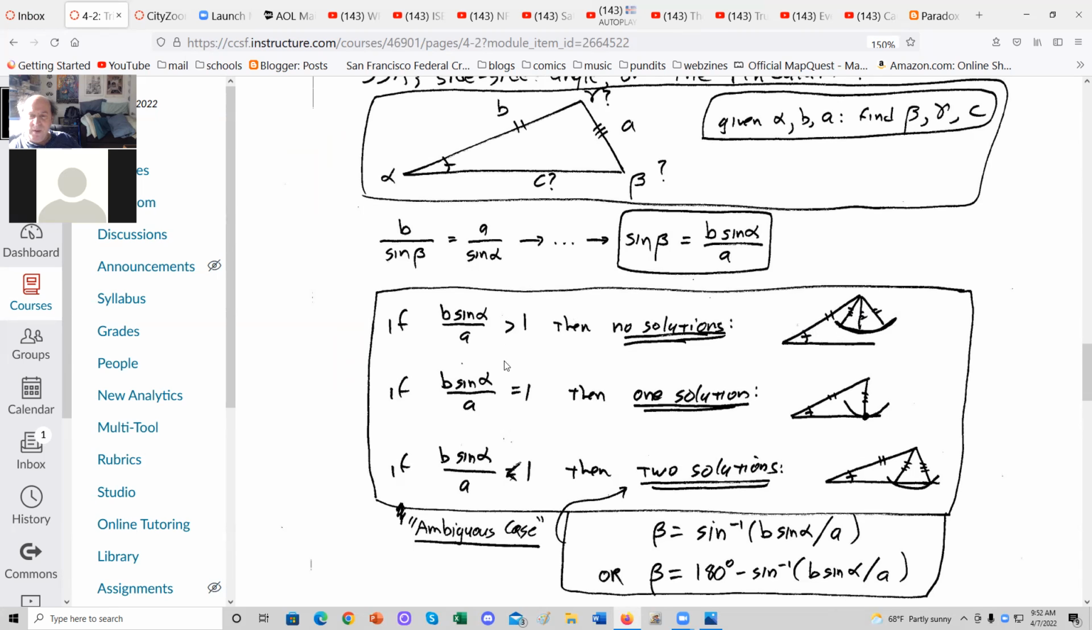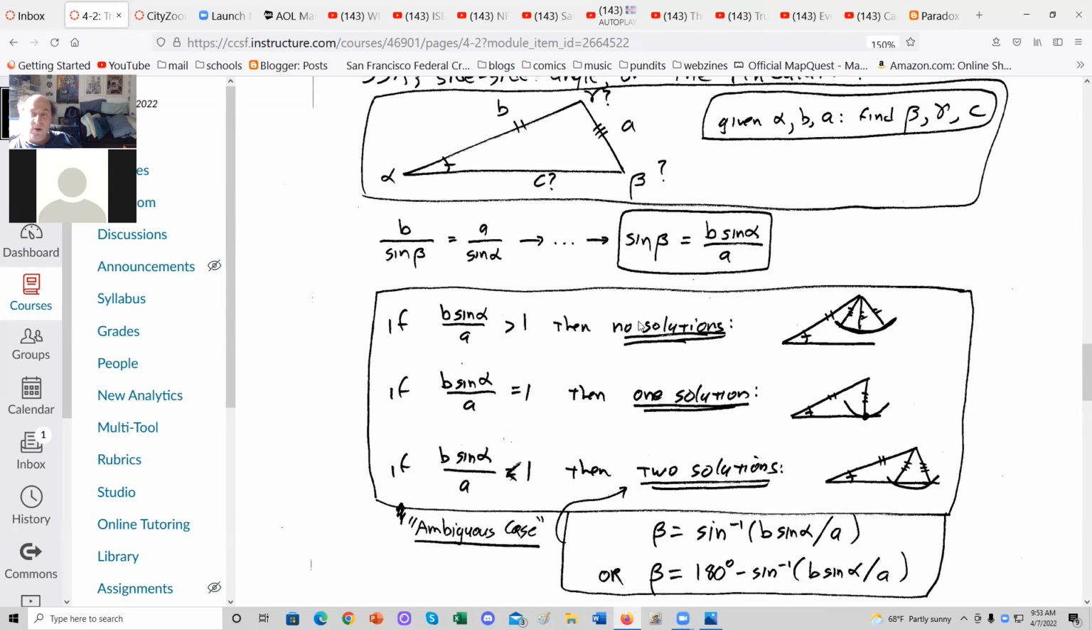So that's one problem. If b sine alpha over a equals 1, then there is exactly one solution, as the pendulum just skims the ground right here and you get a right angle triangle. And if b sine alpha over a is less than 1, then the pendulum touches the ground in 2 places. So there are 2 solutions: beta is arc sine of b sine alpha over a, this acute angle solution, or beta is 180 minus arc sine of b sine alpha over a, this obtuse angle solution.